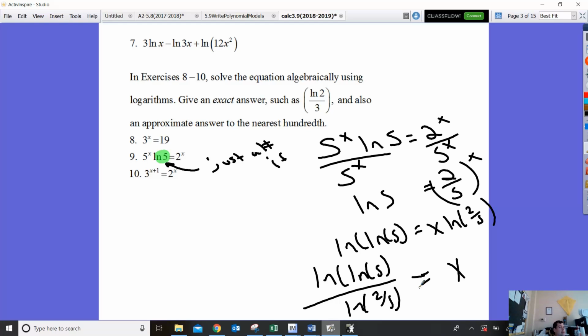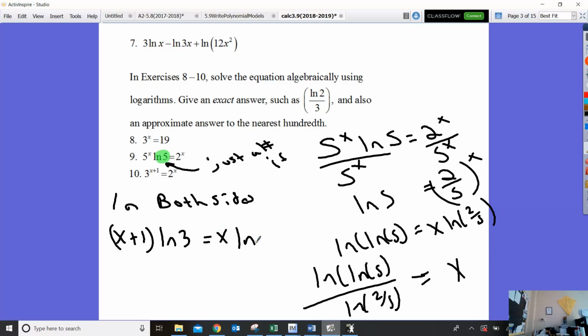All right, number 10 is way easier than that one. Way easier. It won't be a problem because of the way it gets set up after you take the natural log on both sides. If you ln both sides on this one, I'm not going to show the step. That x plus 1 would come out front. You have x plus 1 natural logs of 3 equals x natural logs of 2.